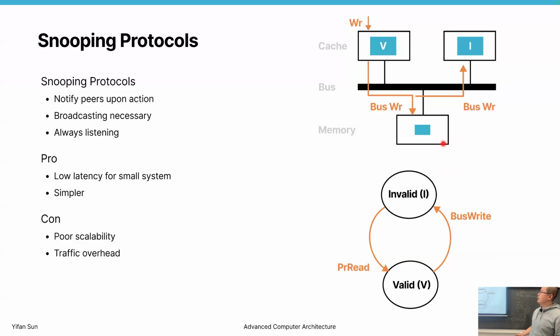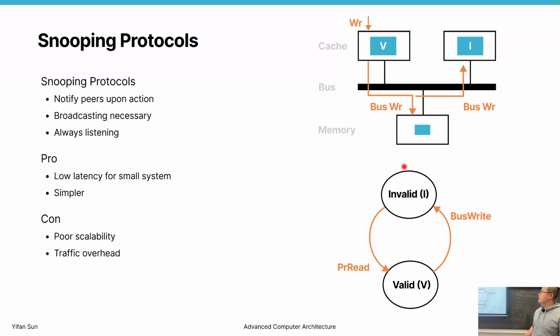So what's a directory-based protocol? Basically, extra data is stored on the memory side. The memory side needs to keep a reference, say, oh, this cache has the data and this cache doesn't have the data. Then when I send a write to this memory, the memory knows, oh, if this cache is in V state, I need to send this bus write to this cache. If this cache is in I state, I don't need to send it, because I know it doesn't have that part of the data.